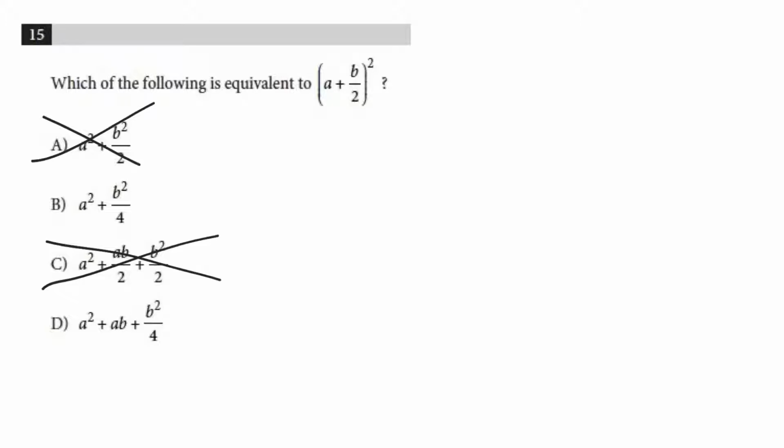Well, we also know that we're going to have some stuff in the middle. Yeah, we're going to have a times b/2 plus a times b/2. Or sorry, a times b/2 plus b/2 times a. Same thing. Well, that means that we're going to have something in the middle. Just out of deduction, I'm going to say D. But let's go ahead and expand this to show you how you can do it longhand.